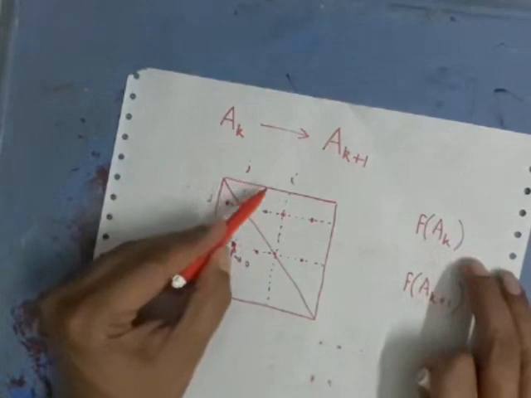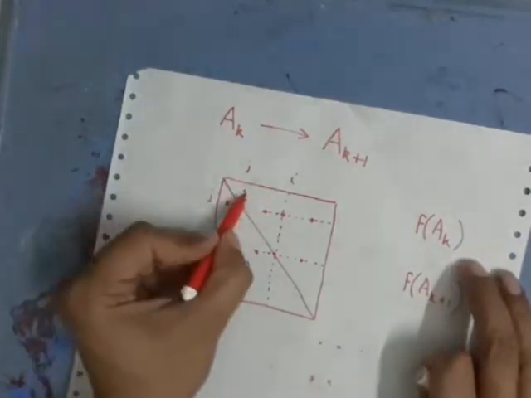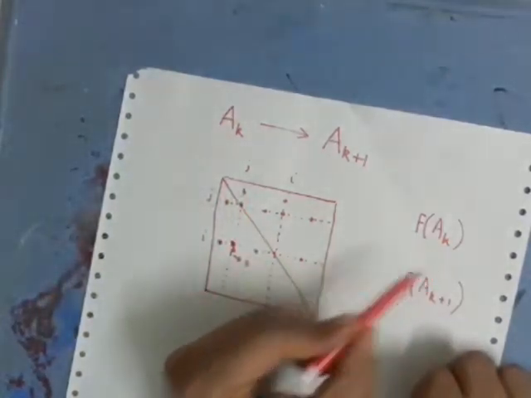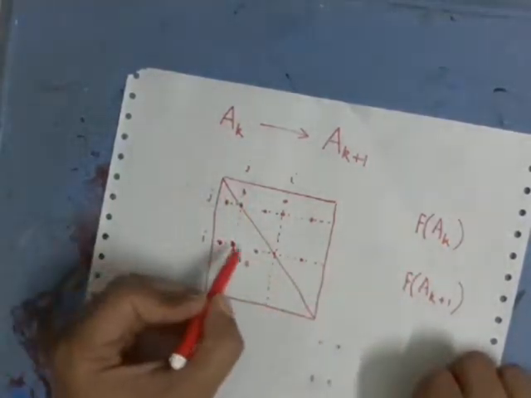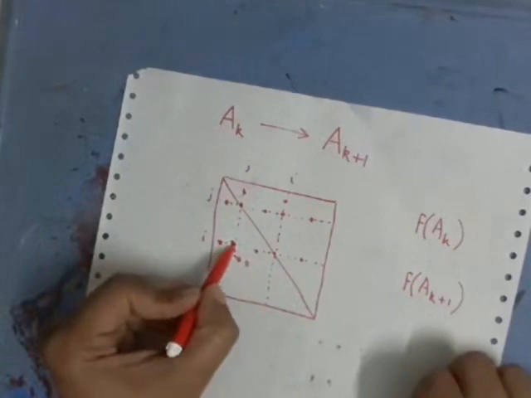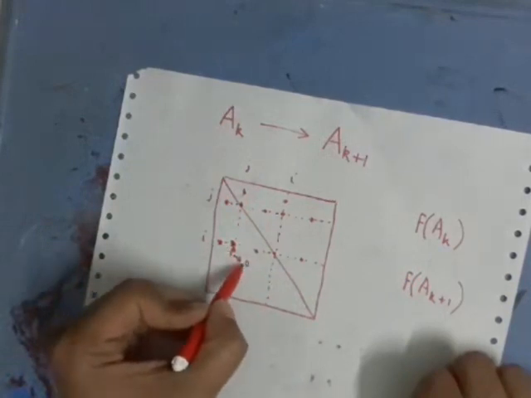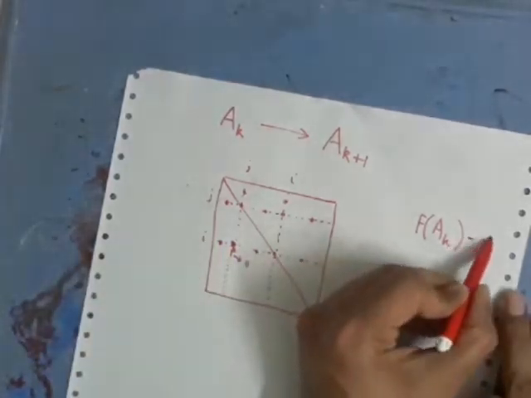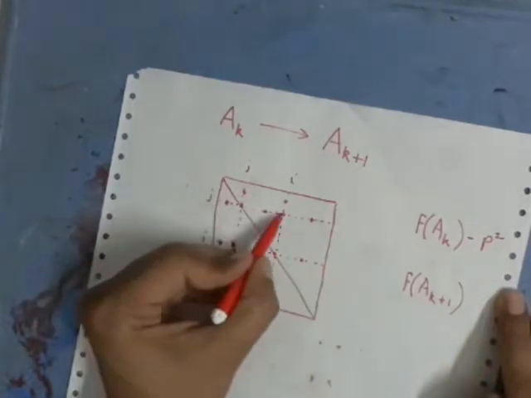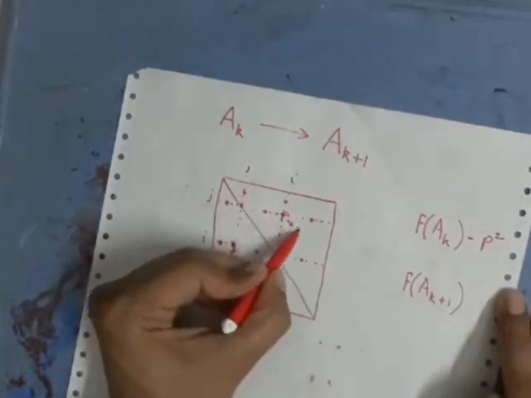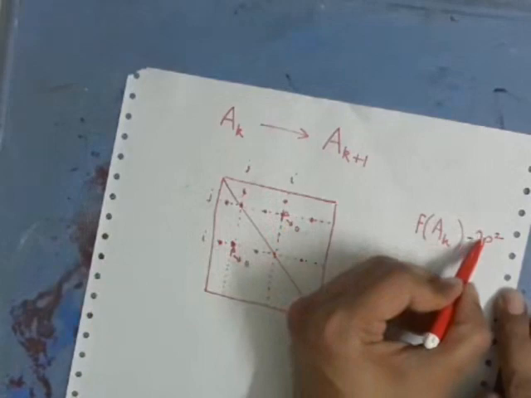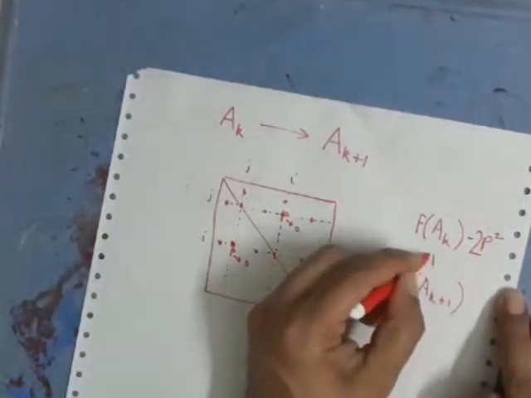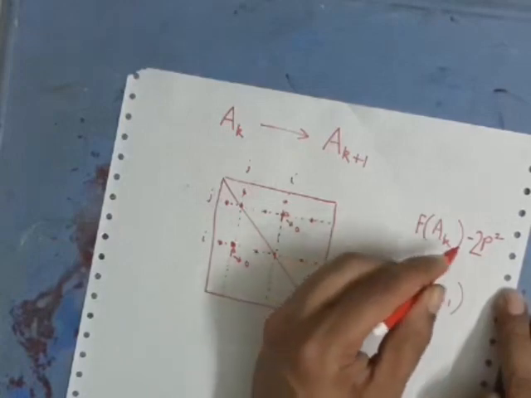The same thing may be said about the columns. Any change in these 2 entries will leave the F function unaffected. So how does it change? This off-diagonal entry P will become 0, and there the total sum of squares will lose 1 copy of P squared. Similarly, this P will also become 0, and there we shall lose another P squared. So F(Ak plus 1) will be F(Ak) minus 2P squared.